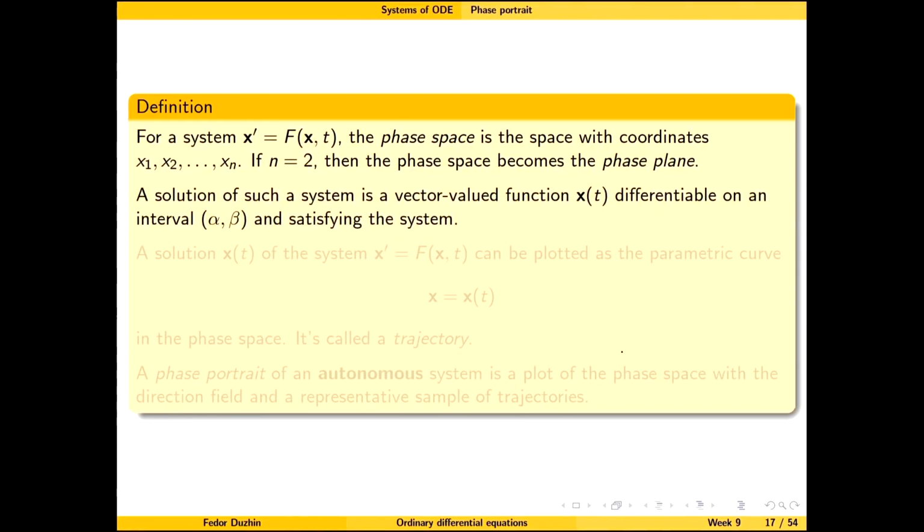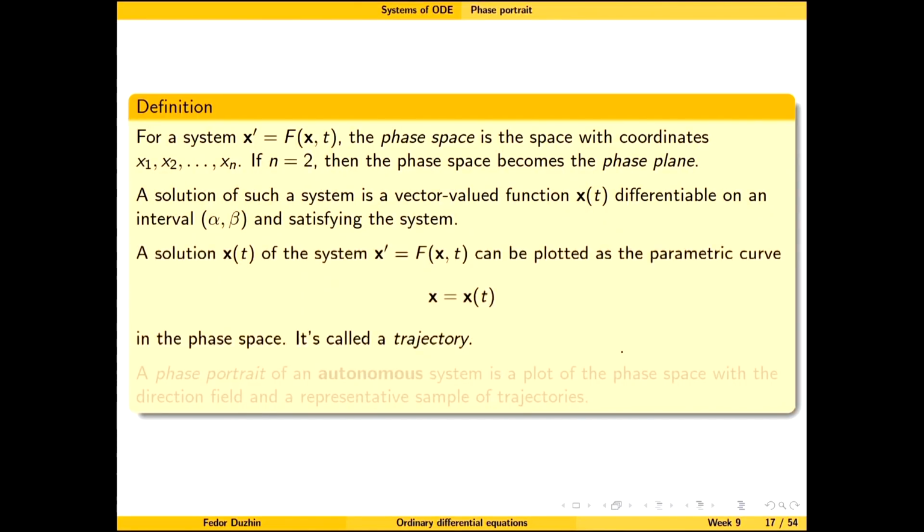Then a solution of a system is a vector valued function, differentiable on some interval. The domain of a solution is always an open interval, and it satisfies the system in the sense that if you substitute it into the system, then we get a true equality. Then a solution of the system can be plotted as a parametric curve in the phase space. This curve is called a trajectory.